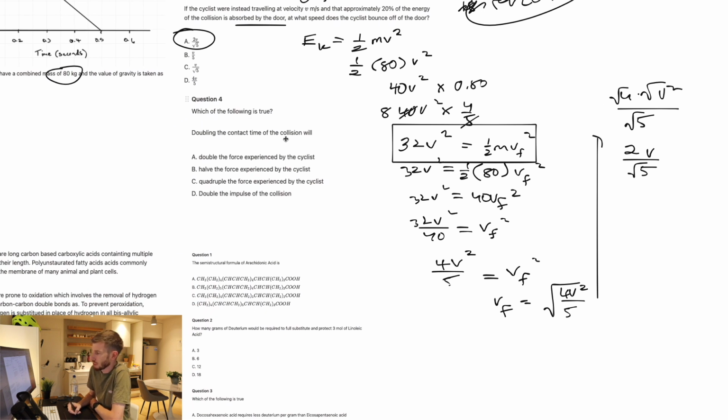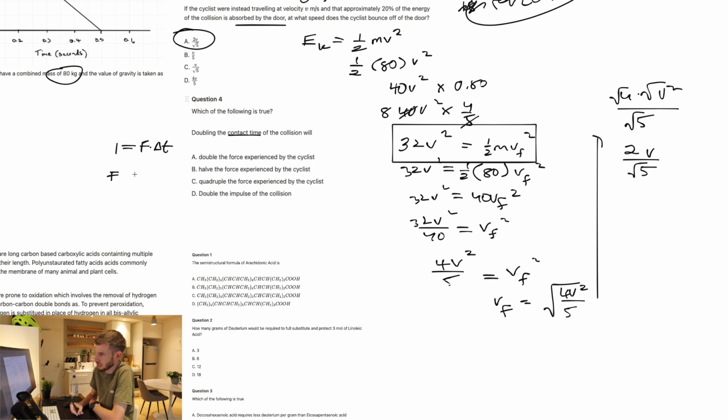Doubling the contact time of the collision will do what? This one I would take as a proportionality question because we don't have absolute numbers, we have changes. First of all, I would look at the options, because I don't know which variable they're really looking at. We're doubling the contact time. The first one says double the force will be experienced by the cyclist. If we look at the formula that has those, that was I equals F times delta T. So I want to get a connection between force and time.